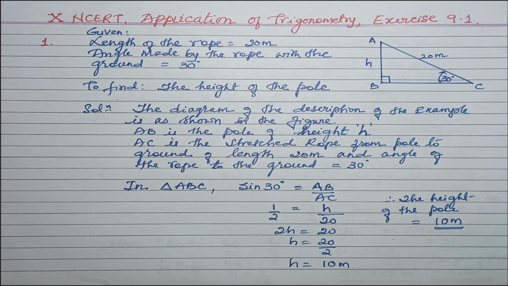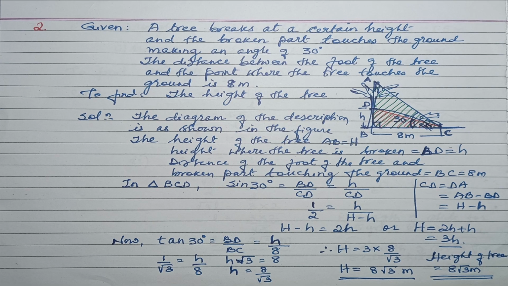So very simple. In example number 2, we are given a tree which breaks at a certain height, and the broken part touches the ground, making an angle of 30 degrees. The distance between the foot of the tree and the point where the tree touches the ground is 8 meters. Now we have to find out the height of the tree. Now the example is very clear.